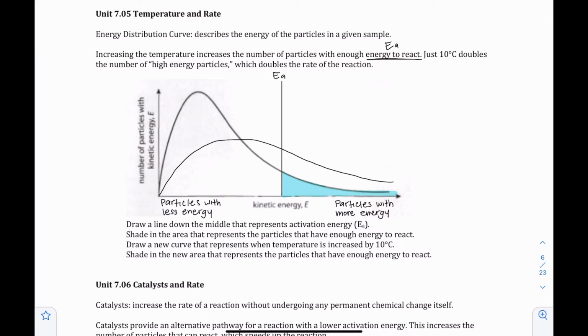Increasing the temperature increases the number of particles with enough energy to react. So the instructions say to draw a new curve that represents when the temperature is increased by 10 degrees Celsius.